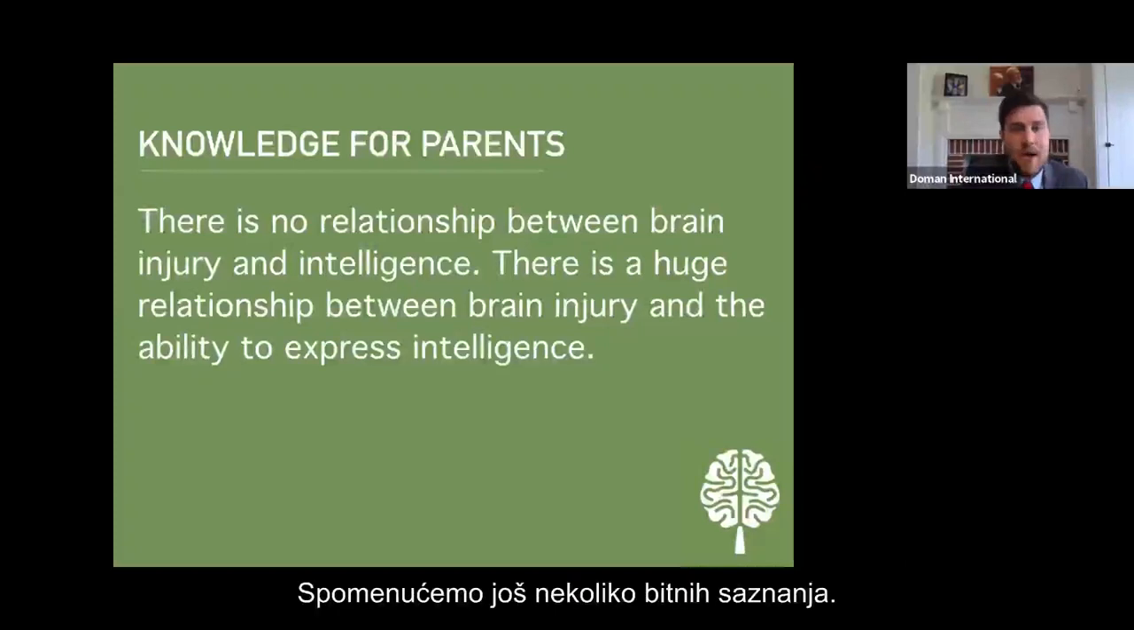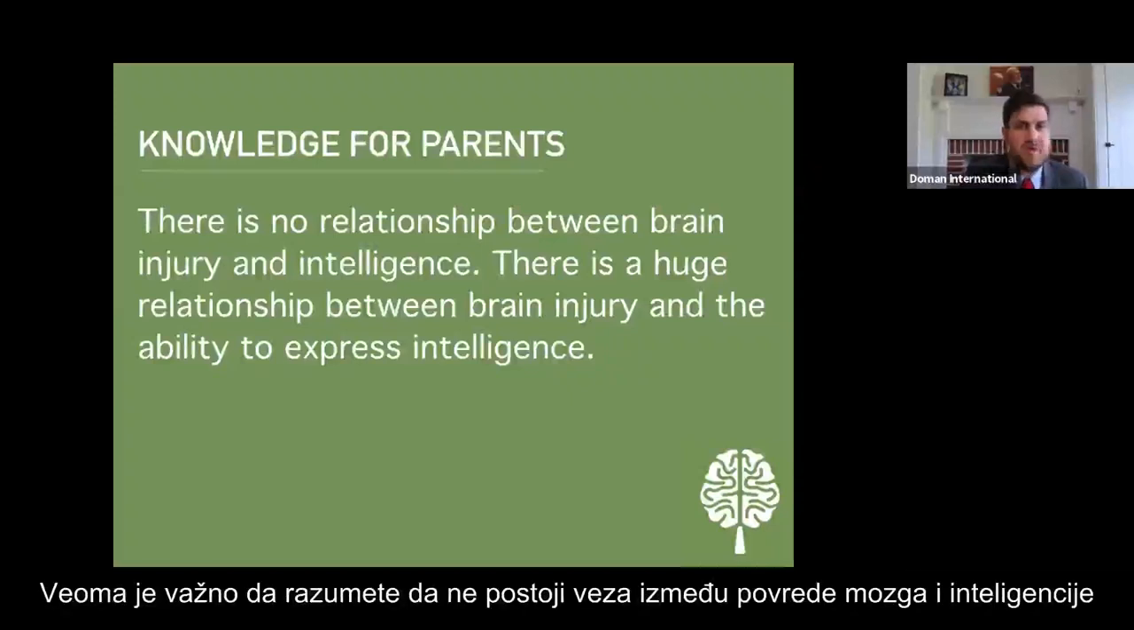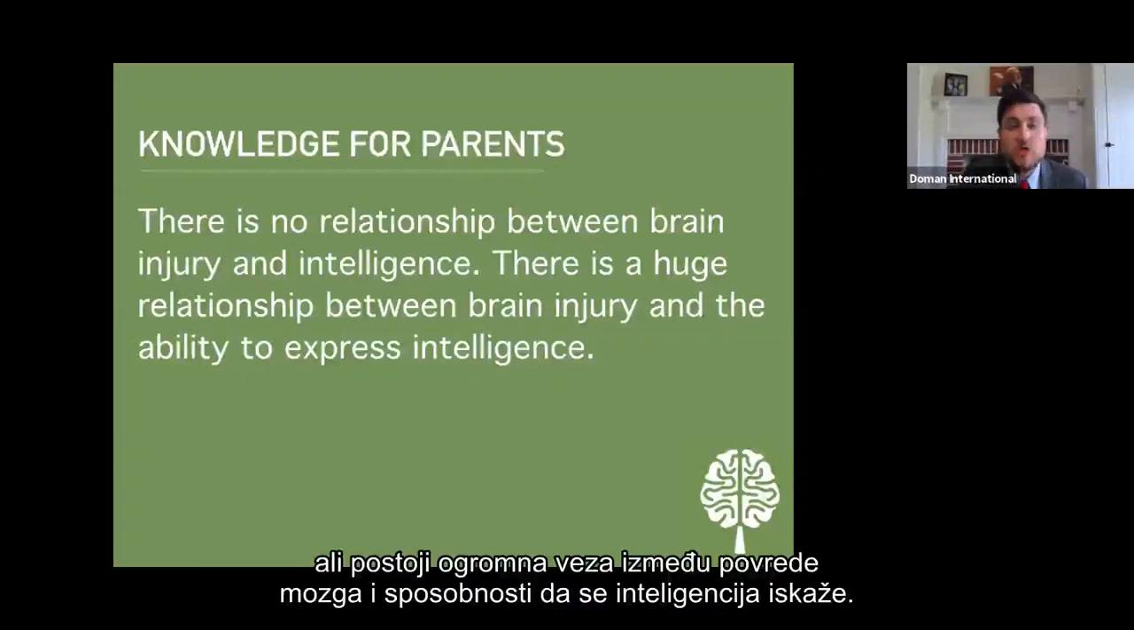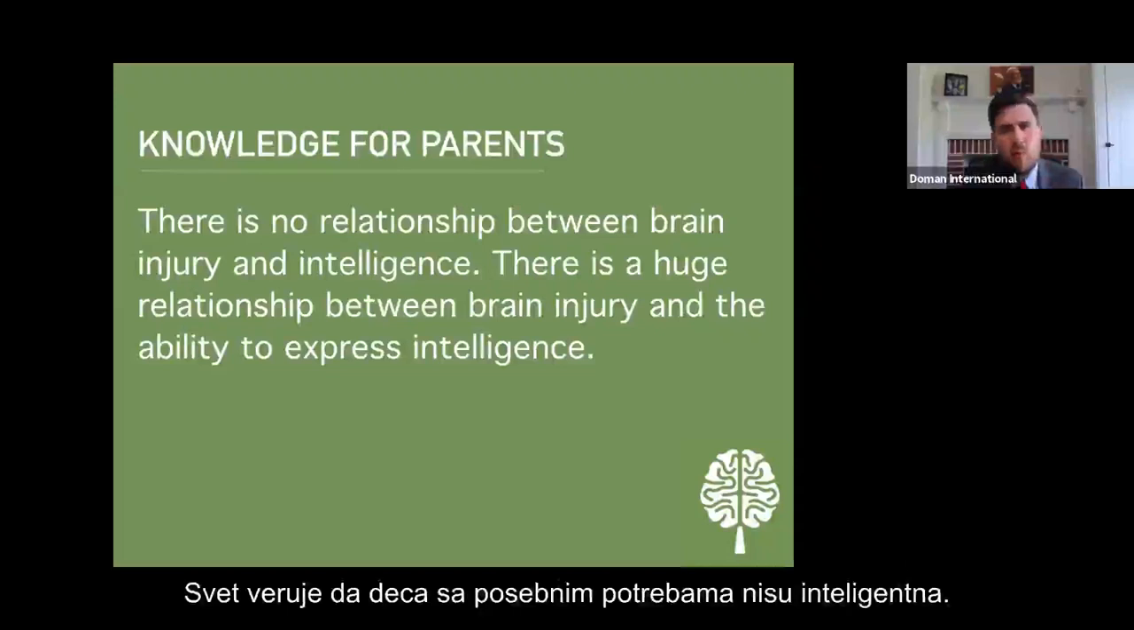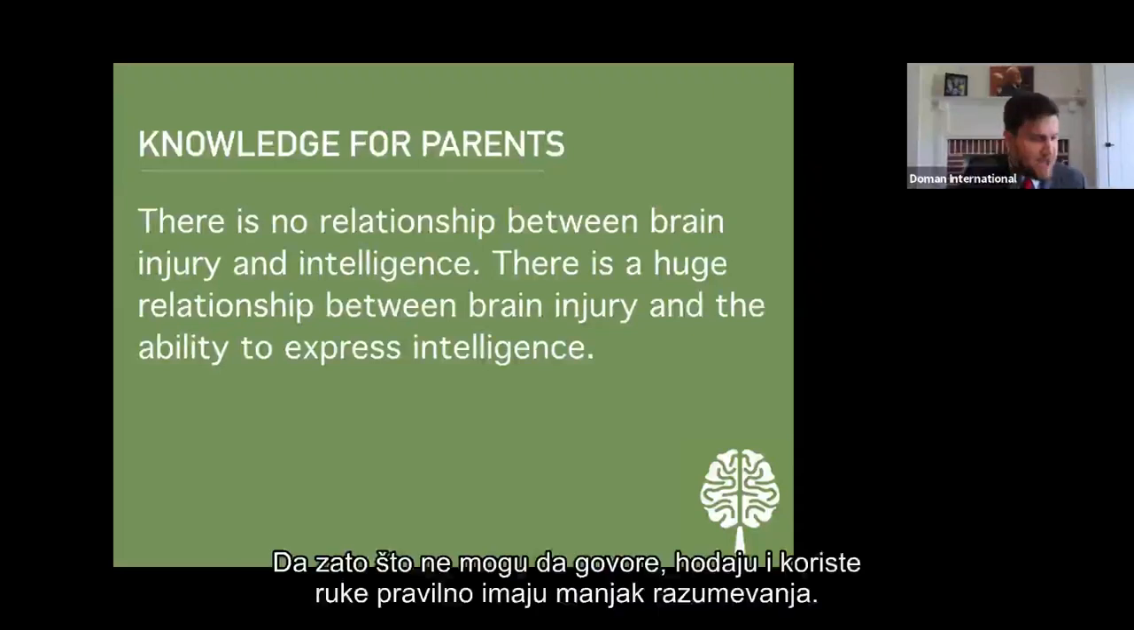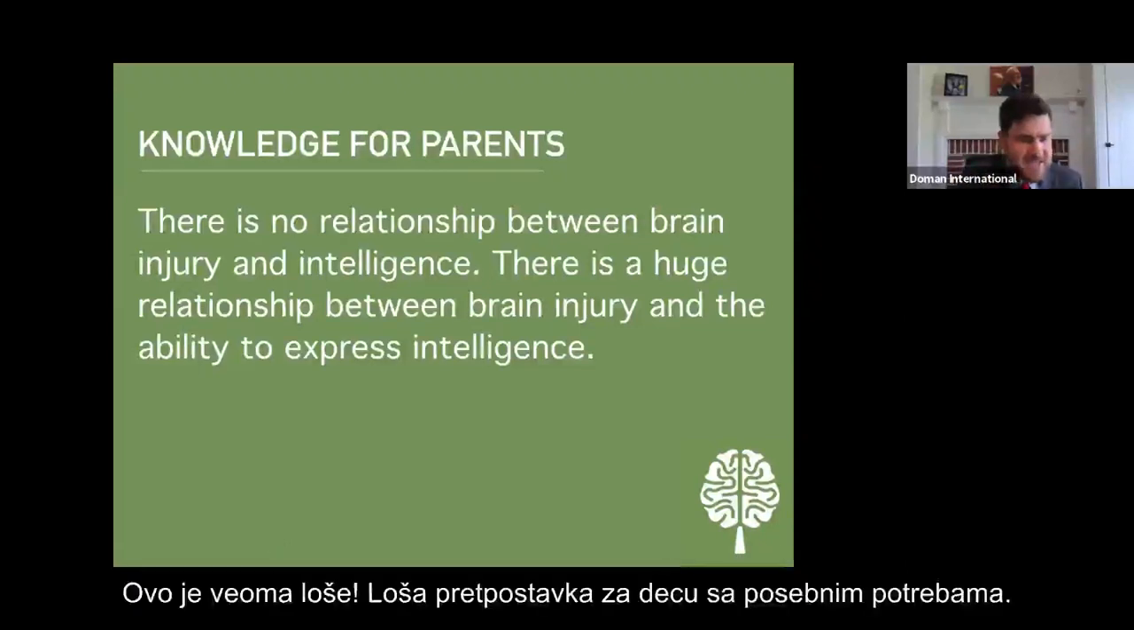Now, let's talk about some other important pieces of knowledge for parents. It's very important that you understand that there's no relationship between brain injury and intelligence, but there is a huge relationship between brain injury and the ability to express intelligence. What does this mean? Well, a lot of the world believes that kids with special needs are unintelligent, that because they can't talk or they can't walk or they can't use their hands well, that they lack in understanding. And this is very, very bad. It's a very bad assumption to make about kids with special needs.